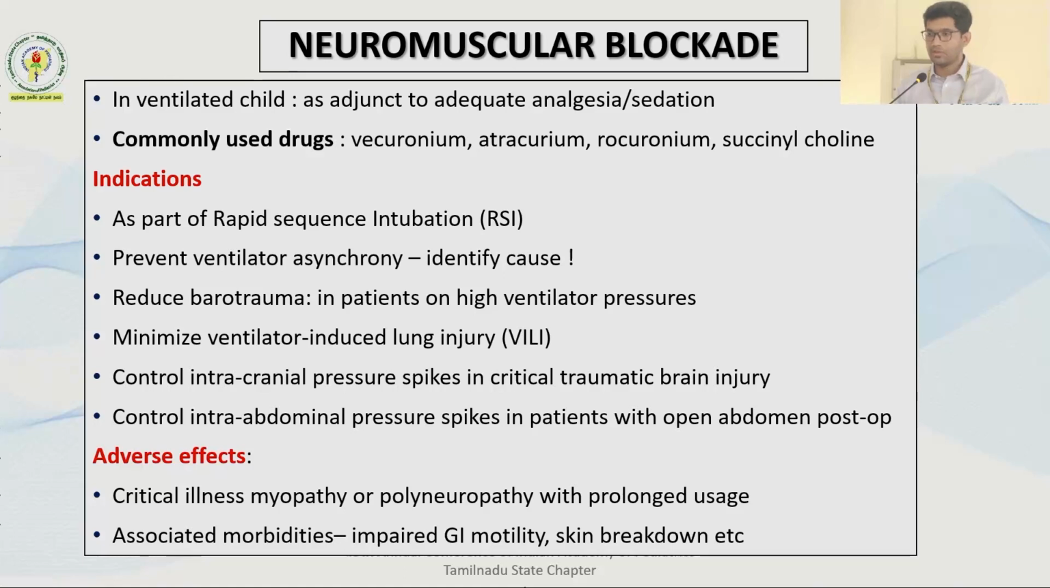The solution is not just to paralyze the child, but to identify why the patient is asynchronous. It can be used to reduce barotrauma or ventilator-induced lung injury, especially in children on very high pressures, and to keep ICP spikes low in a child with traumatic brain injury. They also come with their own side effects when used for a prolonged time, like myopathy or polyneuropathy, and they may require prolonged rehabilitation.